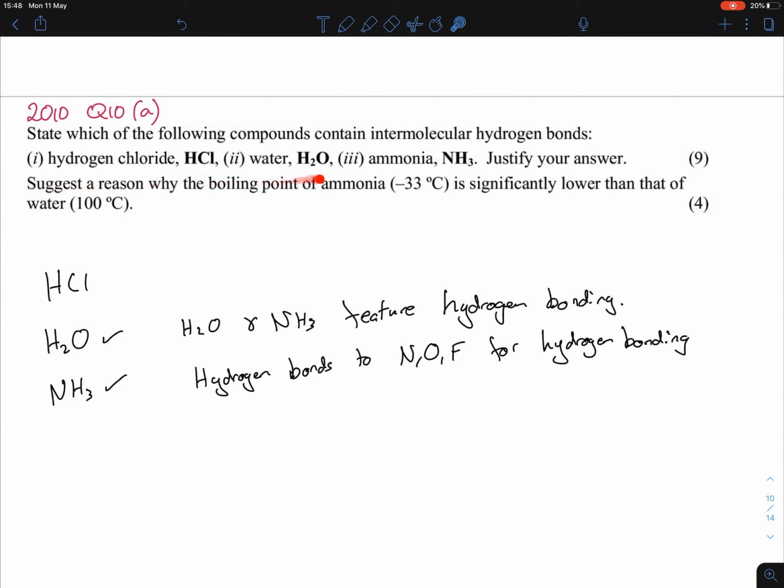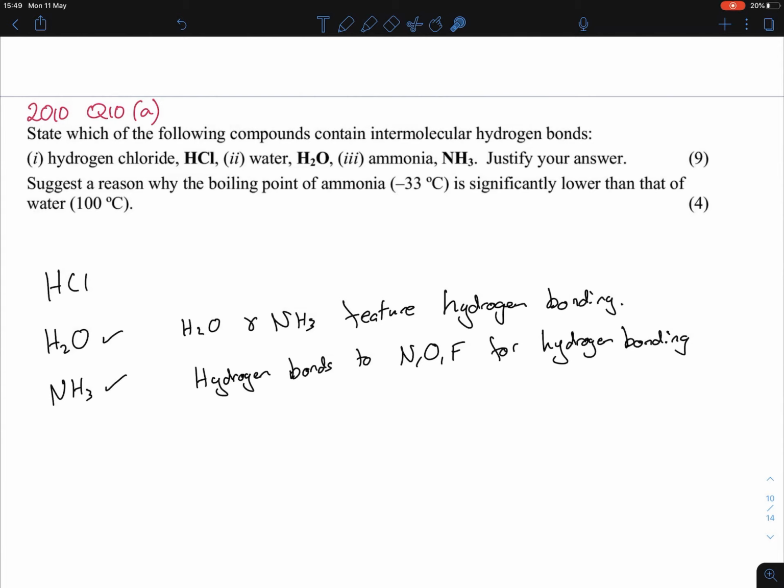Next, suggest a reason why the boiling point of ammonia is significantly lower than that of water. Students get confused with this all the time. They think because there's hydrogen bonding, there's going to be incredibly high boiling points. Well, this isn't necessarily the case. Ammonia also has hydrogen bonding, and it's quite low, a boiling point of minus 33 degrees. It's only when you're comparing hydrogen bonding to dipole-dipole or van der Waals that it's much greater. Water is quite high anyhow. So just bear in mind that the boiling points can vary. They don't always necessarily have to be very high.